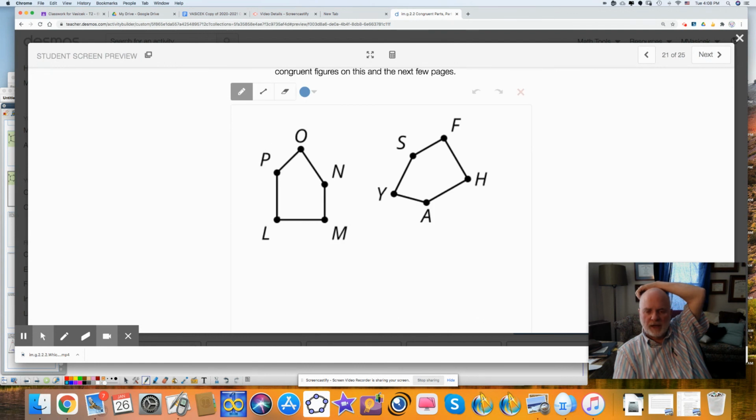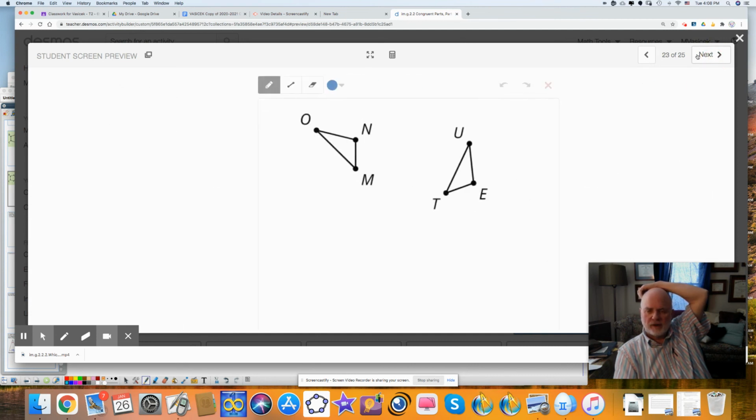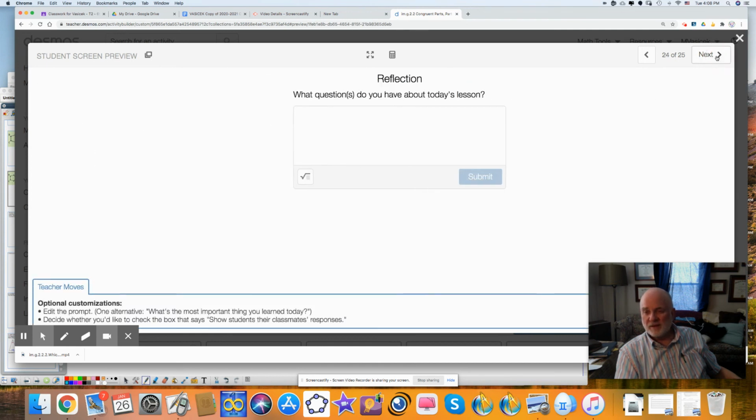If I start at L, this is my long segment, LPOMN, HAYSEF. You don't have to start at the same point I am starting at. I could do CDEF. That would match up with WXUV. And finally, I have NMOETU.